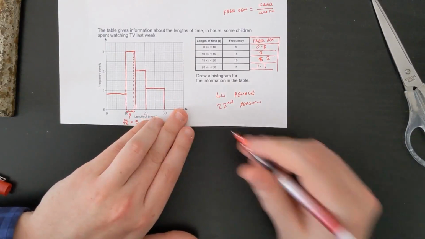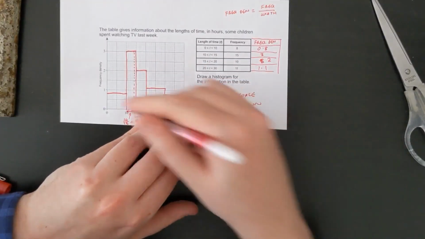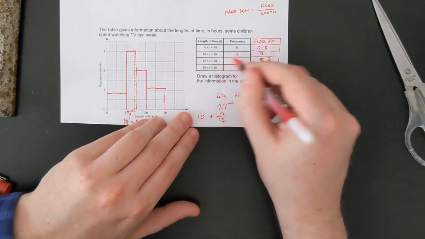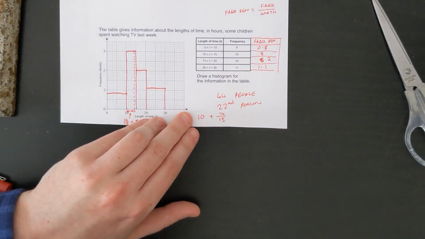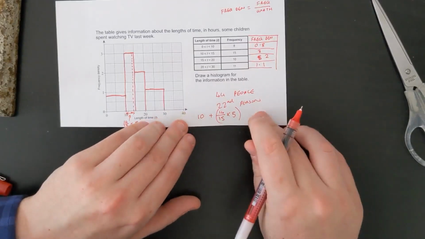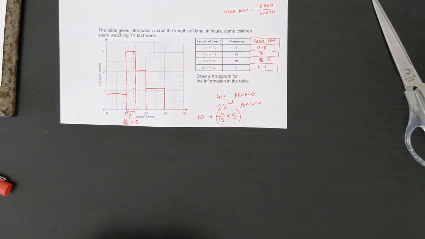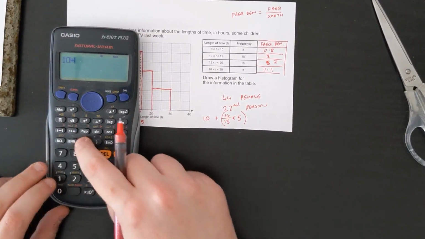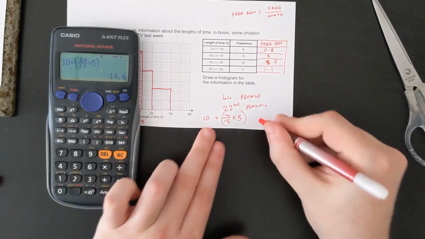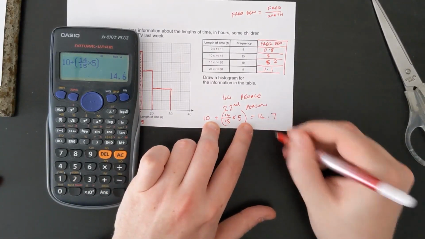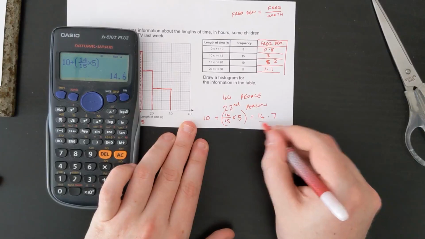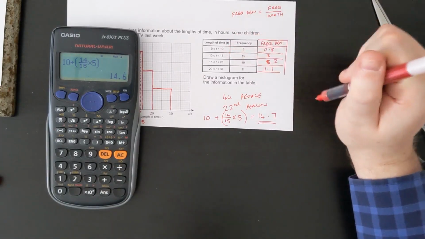In other words, my median value is going to be 10, that's just how far I advanced by the first 8 people, plus 14 fifteenths, the number of people in my range 10 to 15 that I need to advance, multiplied by my class width, 5. So I take my calculator, I have 10 plus 14 over 15 times 5, which gives me 14.7 to 3 SF. And that seems a very sensible median, seeing as I'm almost getting to 15, but not quite.